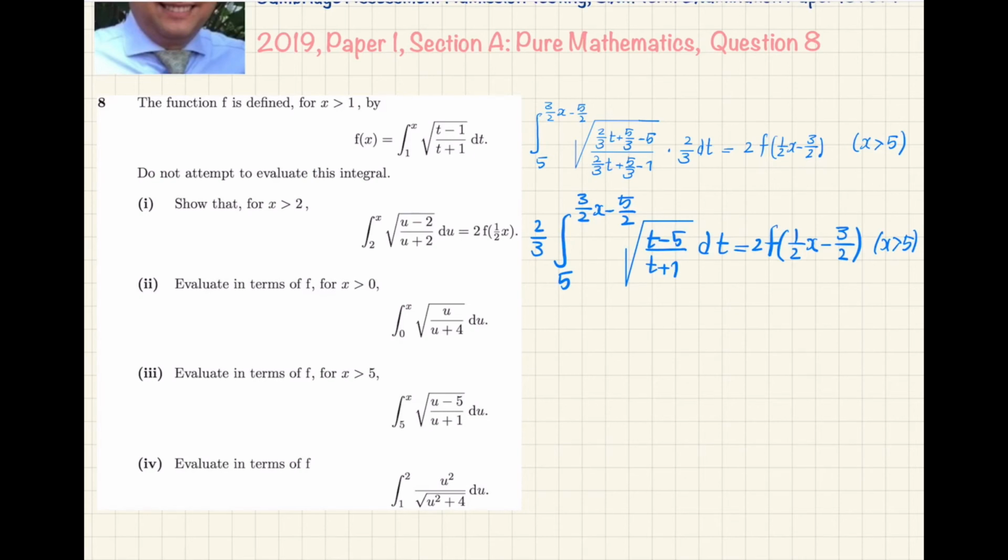Okay, so what I can do, I can simplify this 2 with that 2 and multiply both sides by 3. And because t is the variable for my definite integral, it's a dummy variable, so I can replace t with any variable that I like, including u itself. So then it becomes the integral from 5 to 3 over 2 x minus 5 over 2 of the square root of u minus 5 divided by u plus 1 du is equal to 3 times f of 1 over 2 x minus 3 over 2 when x is greater than 5.